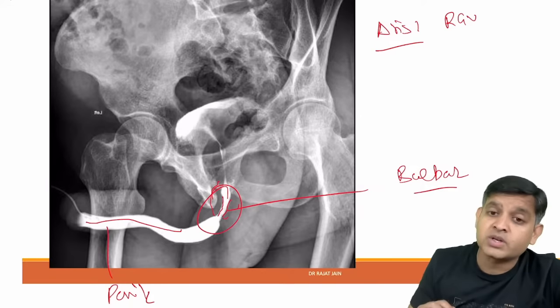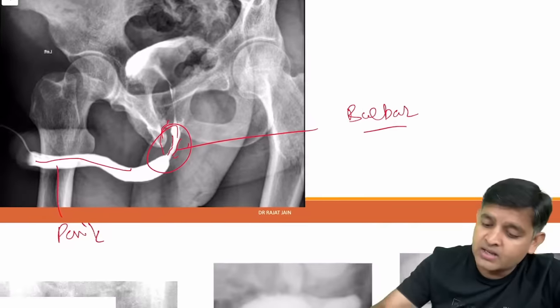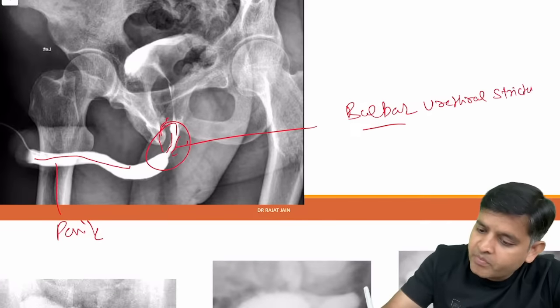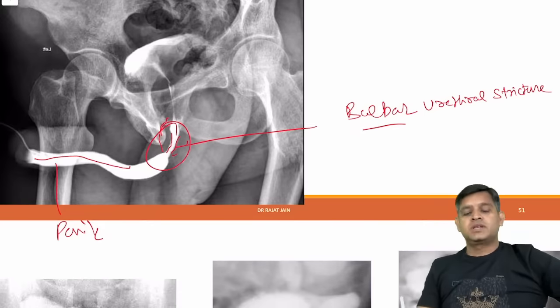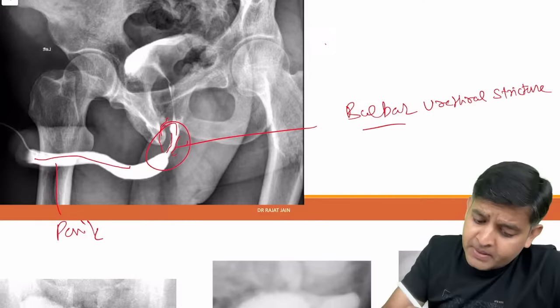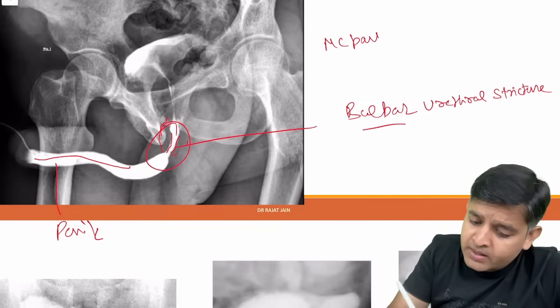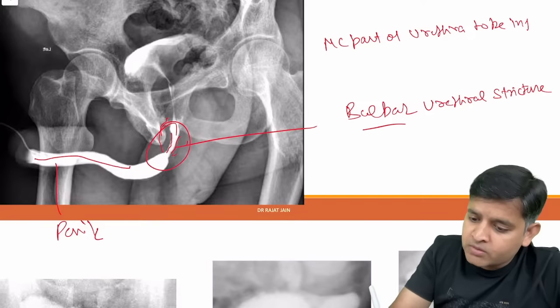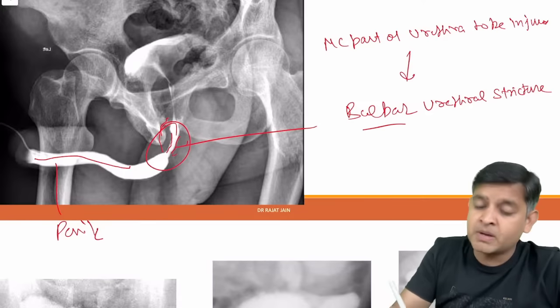And the moment you see narrowing in the bulbar urethra, this is an image of a bulbar urethral stricture. Please remember, the most common part of the urethra to be injured is the bulbar urethra.